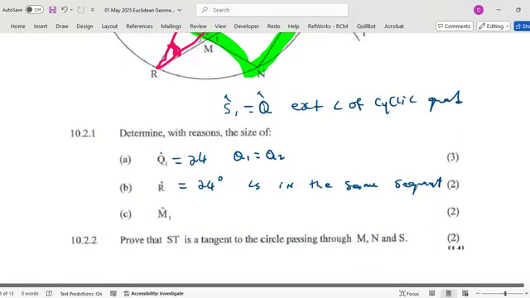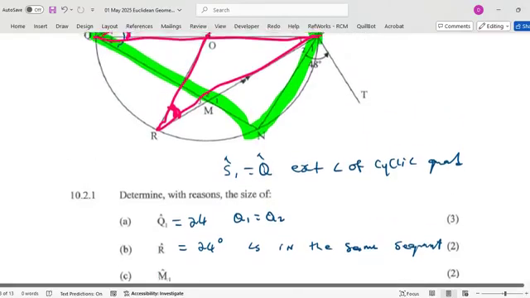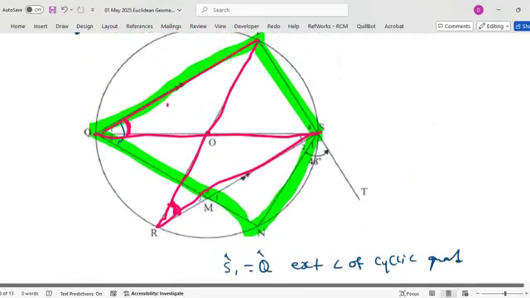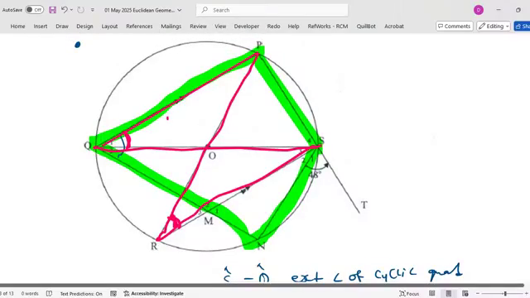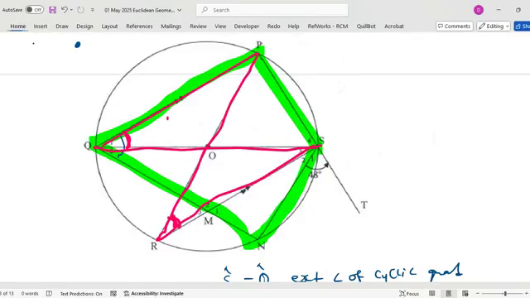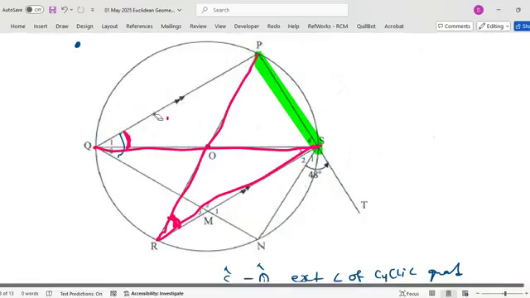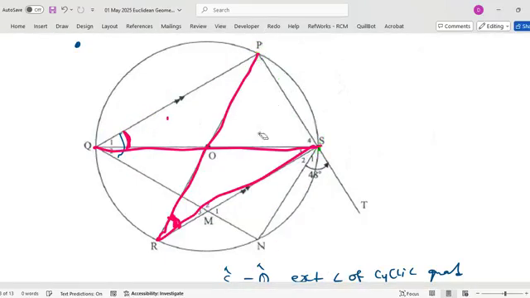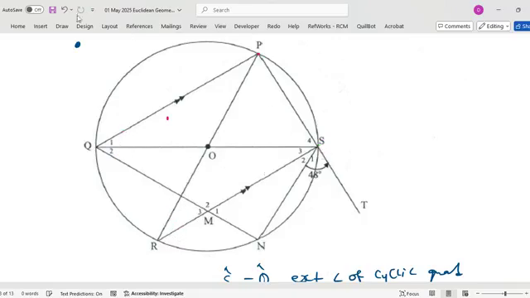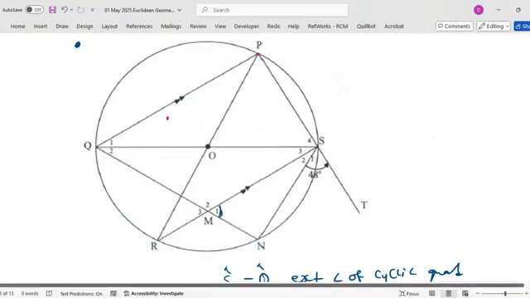And the next question was saying calculate the size of angle M1. Okay. Can someone guide me, please? Calculating the size of angle M1. M1, I'm listening. 48, sir. M1 will be 48. How did you come to 48? M1 and Q, corresponding angles.